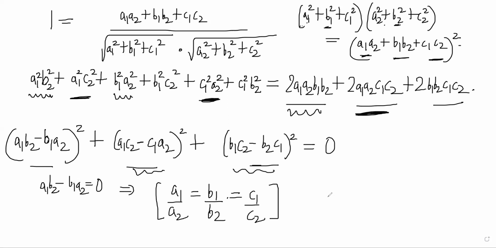Is it clear? Yes, sir. So the condition for parallel lines is this. It comes from your cos theta equal to 1 in the dot product. After simplifying a little bit, this is what you get. Right? Yes, sir.